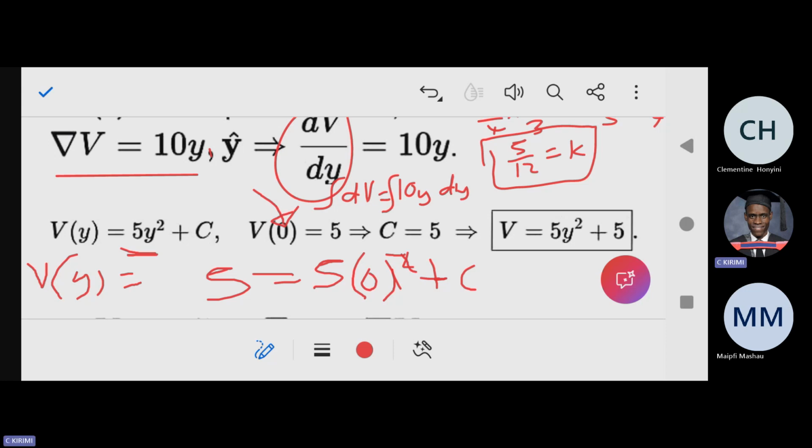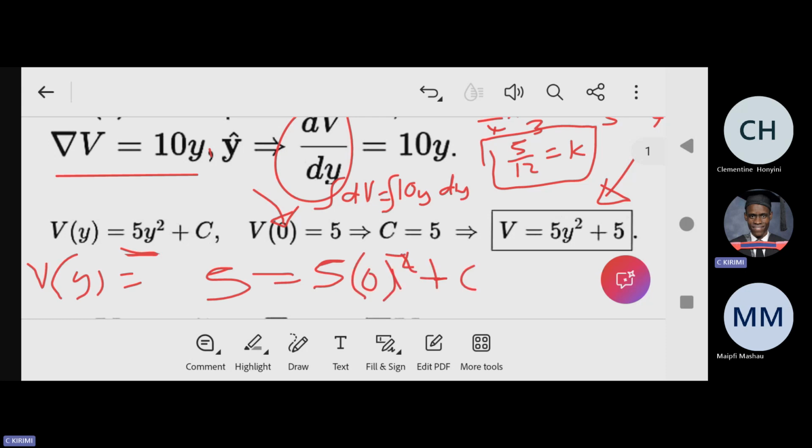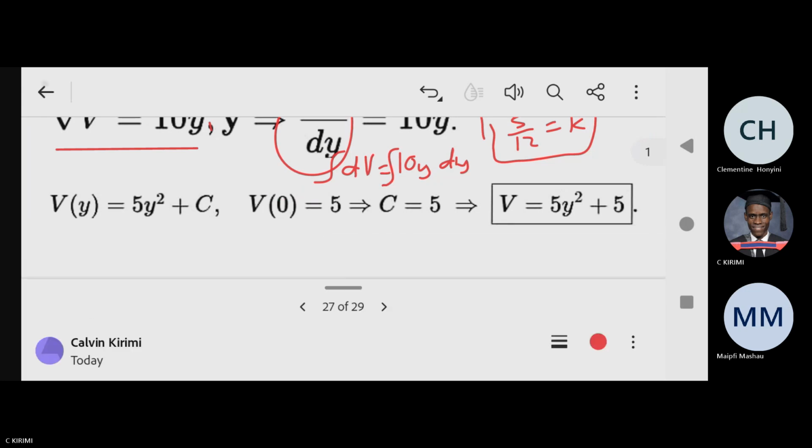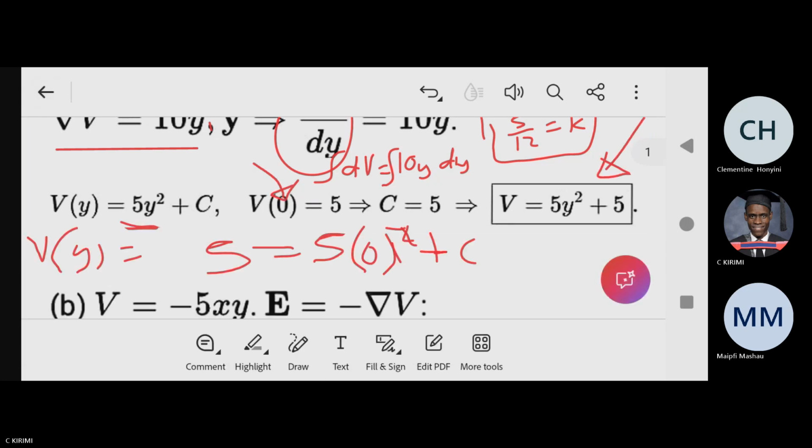So the equation that you are looking for, the electric potential, is this one, where now the constant has a value because you have substituted the initial conditions. V is equal to 5y squared plus 5. Any question?